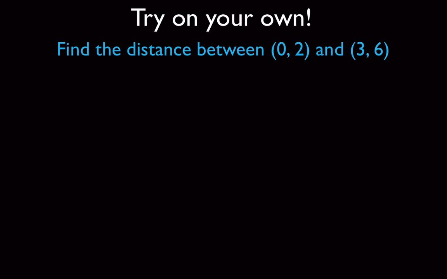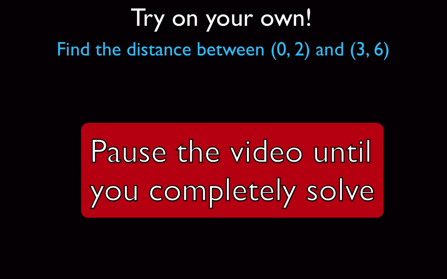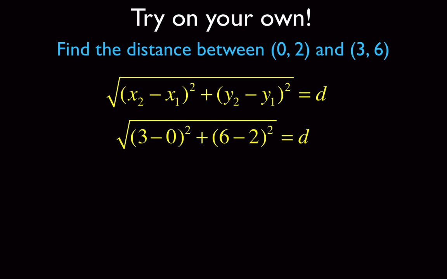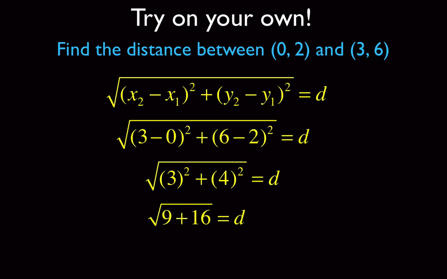Okay, another one to try on your own. Pause the video, hit play when you're ready. All right, so I'm going to start off by putting in my x's and my y's. It's a little bit simpler looking. I'm going to end up with 3 squared and 4 squared, which equal 9 and 16, and added together give you 25, which of course the square root is 5.